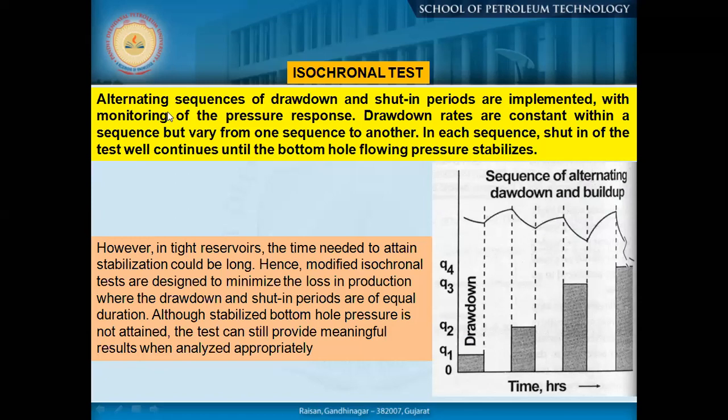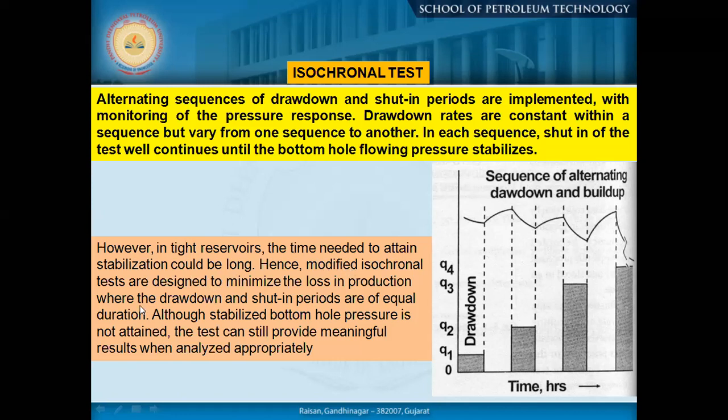So an alternating sequence of drawdown and shut-in periods is implemented with monitoring of the pressure response. Drawdown tests are constant within a sequence but vary from one sequence to another. In each sequence, the test will continue until the bottom hole flowing pressure stabilizes. So you see, in each and every case we are trying to stabilize the rate, or maybe the time.